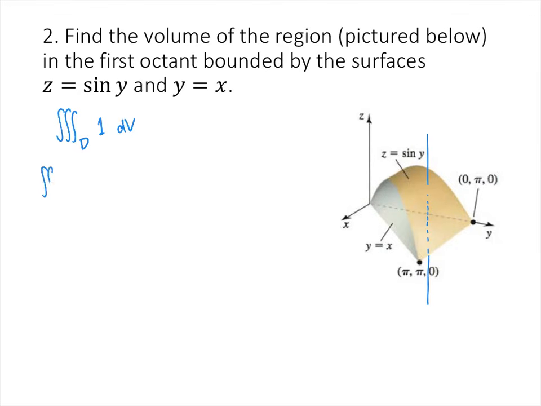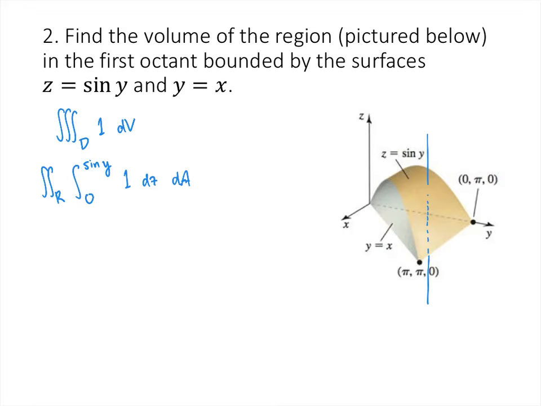So we've got our double integral over our region R, and then we're going to integrate from the xy plane, which is z equals 0, to the surface, which is z equals sine of y. And again, we're integrating the function 1 dz, and then our double integral over the region R will be with respect to dA. So now what is R?